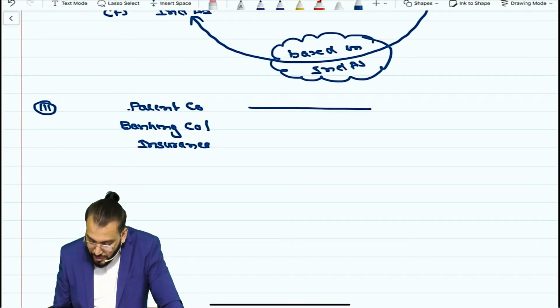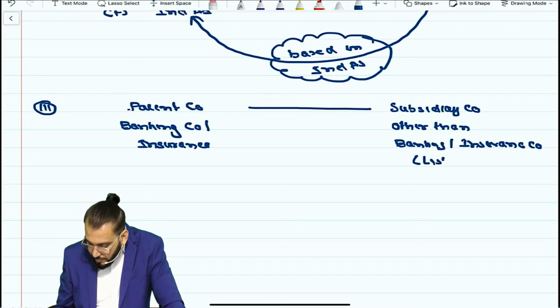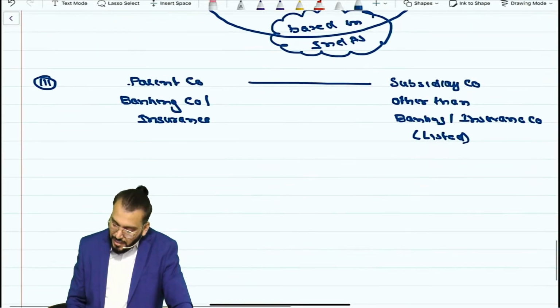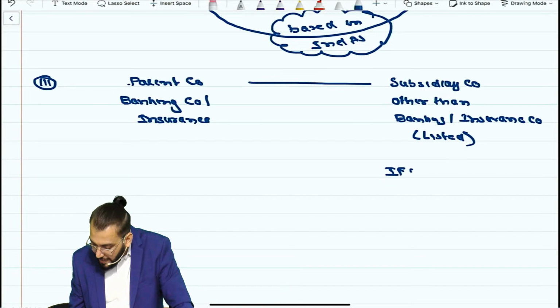And they may have a subsidiary company which may be other than what? Other than banking or insurance company, and this is listed. Listed means Ind AS is applicable, na. So they will prepare the individual financial statement based on what? They will prepare the individual financial statement based on Ind AS.